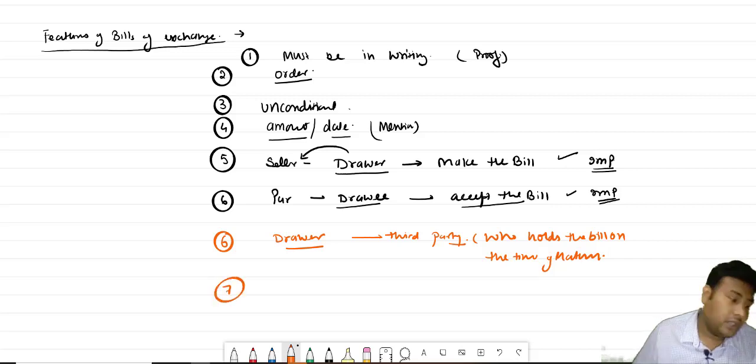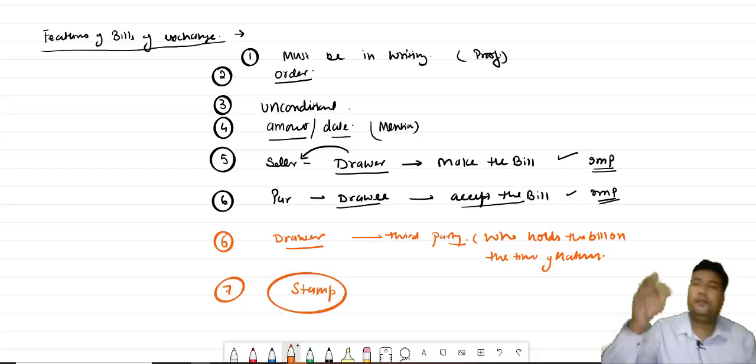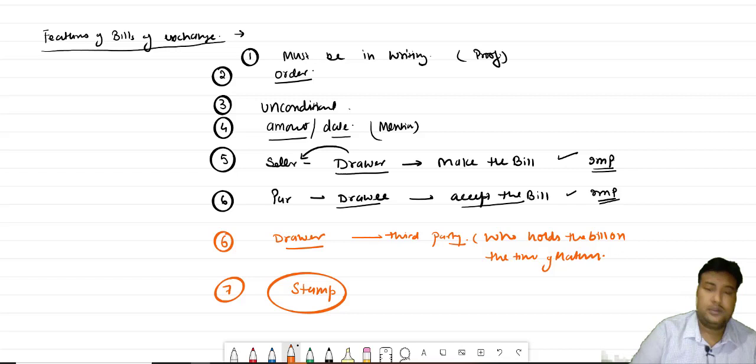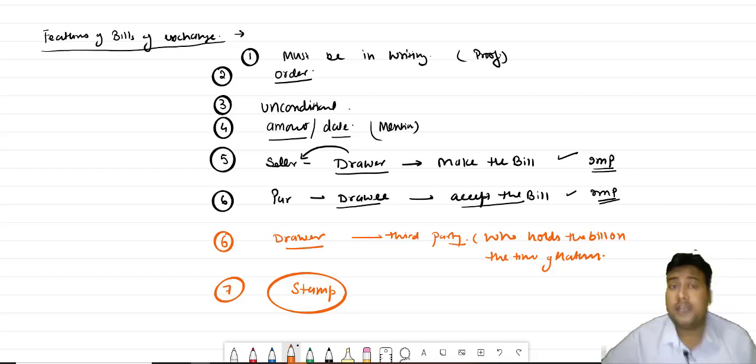And the seventh, that a bill of exchange contains a stamp. Without a stamp, a bill of exchange is invalid. So that's why the stamp is required in a bill of exchange. So these are the seven features.